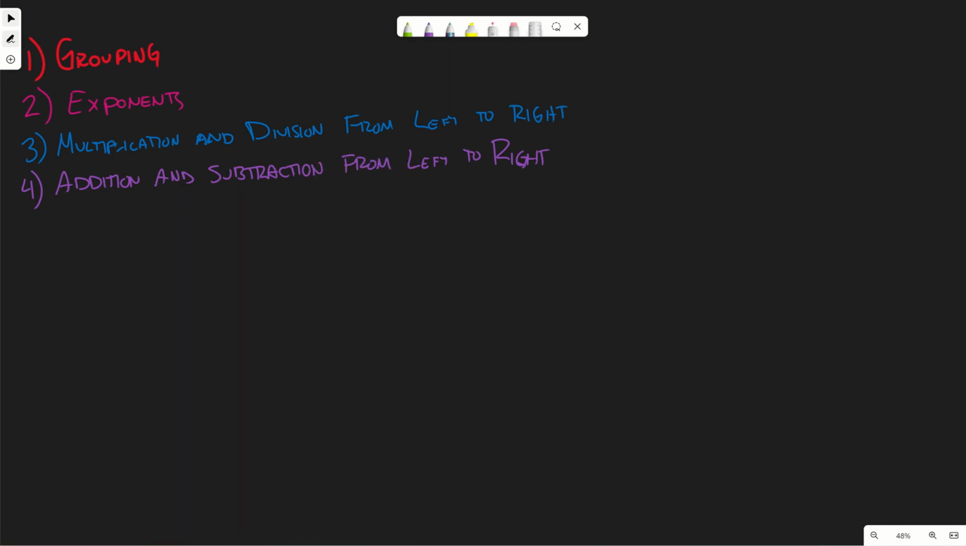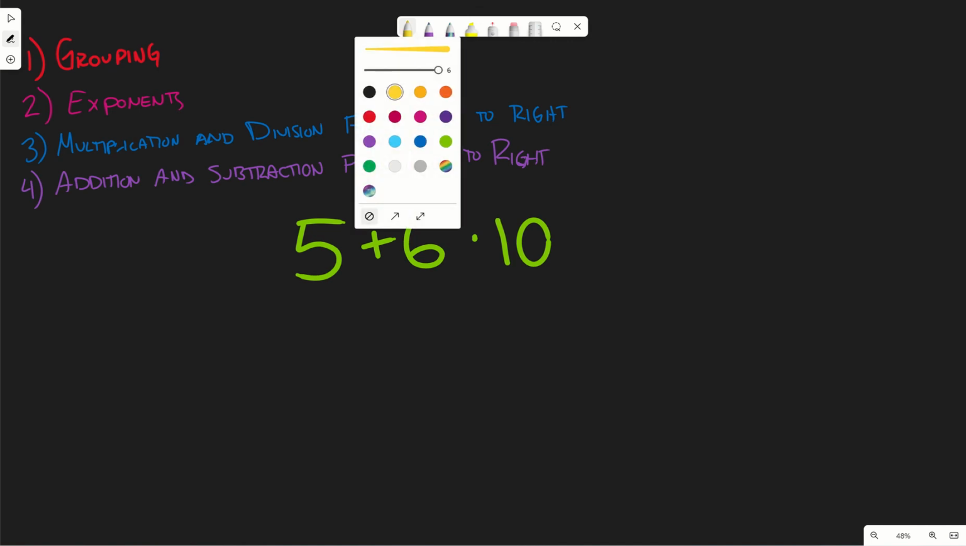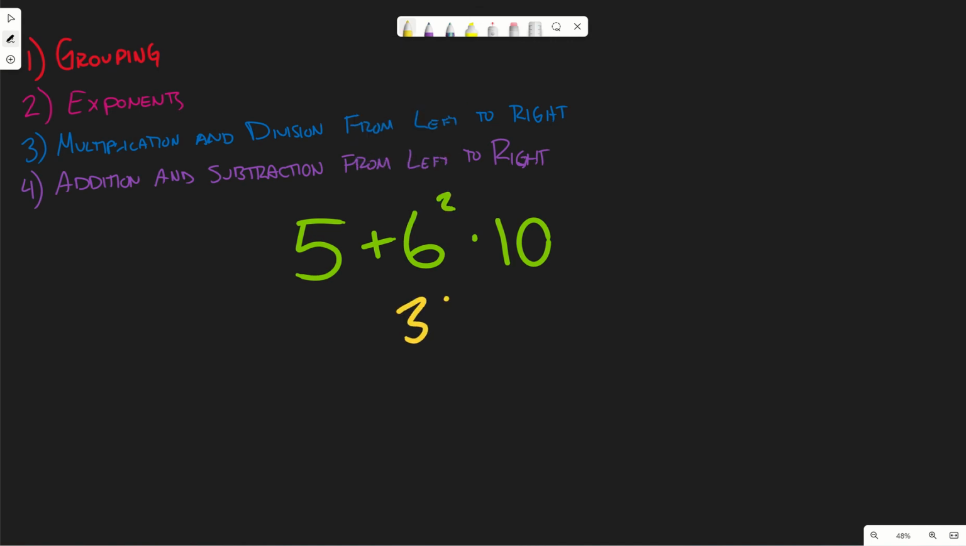All right. In this problem here, what would my first step be that I want to do? Well, I have no grouping, but I do have exponents. So I'm going to solve this exponent out first. 6 squared is 36. 5 plus 36 times 10.